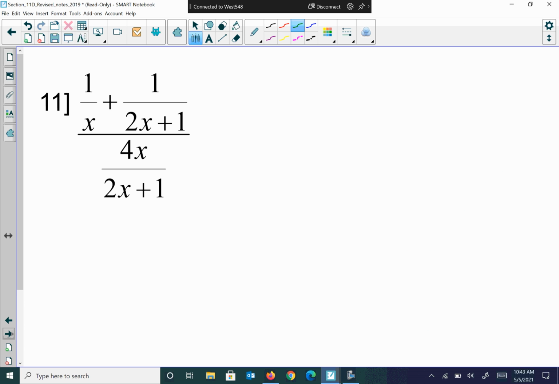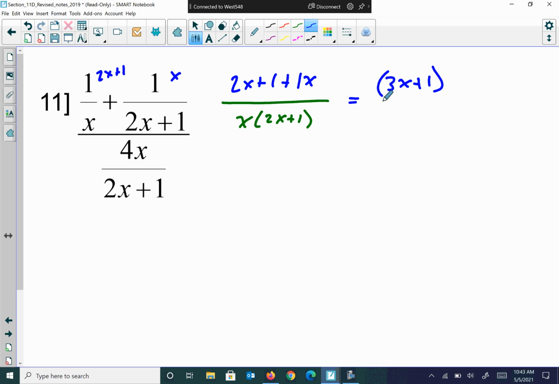All right. We're not solving it, agreed? No equal sign. So we're not trying to figure out what x is equal to. So my denominator on top is going to be this. So I'm going to multiply this one by 2x plus 1. Multiply this by x. So I get 2x plus 1 plus 1x, which is 3x plus 1, which is factored, over x and 2x plus 1. Bottom's already put together for us. 2x plus 1 on bottom. I'll put that in parentheses because that's factored.